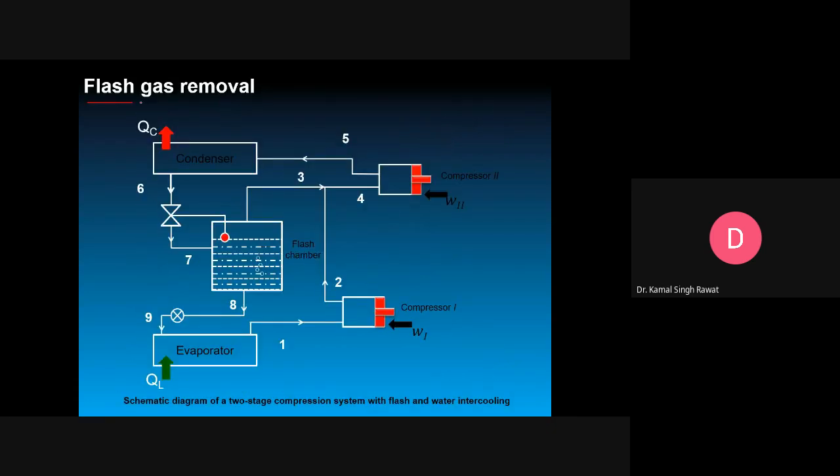Okay, so one point you should note: this flash gas removal system is always desirable. This system is always beneficial. But this flash intercooling system, in which the superheated vapor is cooled by bubbling through the flash chamber, is not always desirable. If our discharge temperature is too high and the latent heat of the refrigerant is low, then a huge amount of liquid will be converted into vapor due to the heat of the superheated vapor.